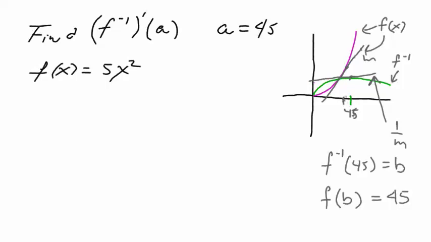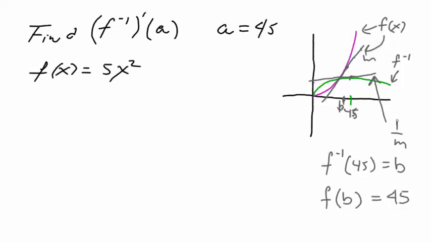We plug this number into the function, and then into the derivative. This number, which I'm calling b, is right here on the x-axis. When we plug b in, we're going to need to know what b is, okay? So we can plug it into the derivative and get the slope of this tangent line.